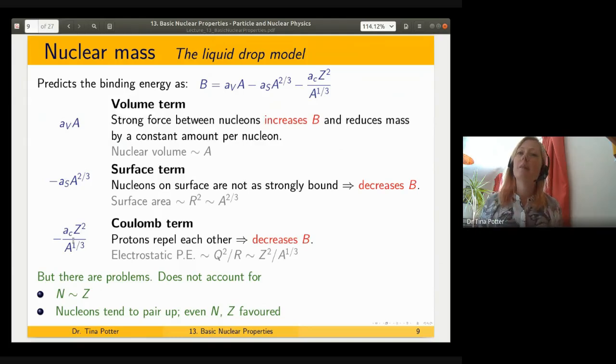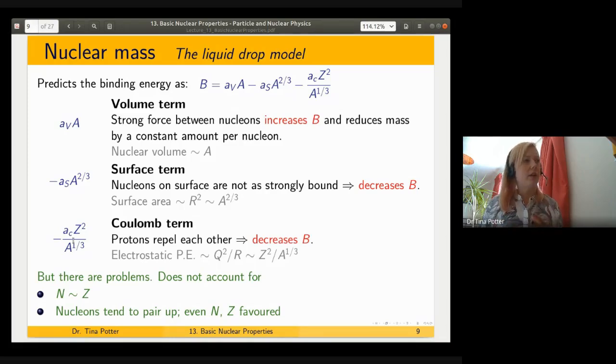So this is a very simple approach, treating our nucleus like a liquid drop, where we have an overall strong force for the volume, subtracting effects for the loosely bound surface nucleons, and also the fact that the protons are going to repel each other.